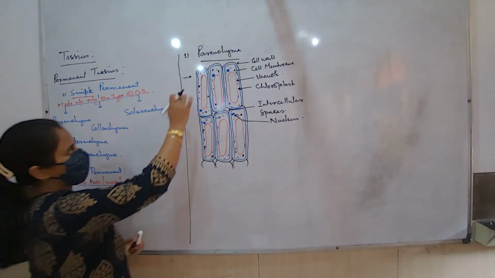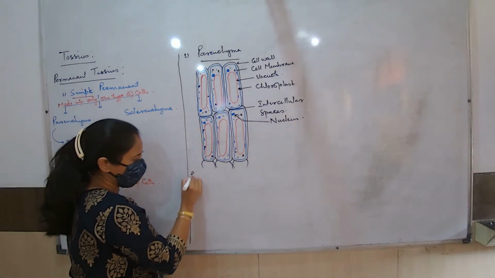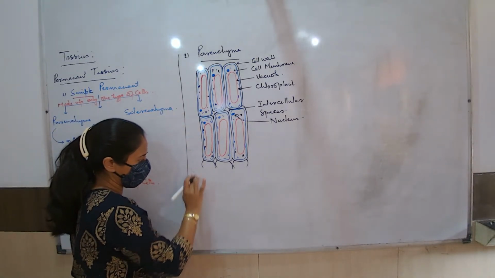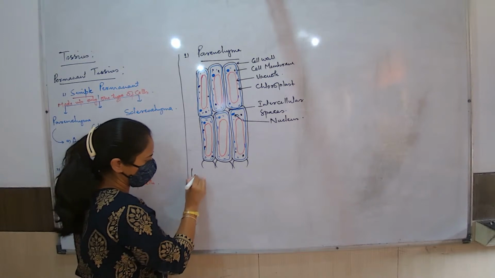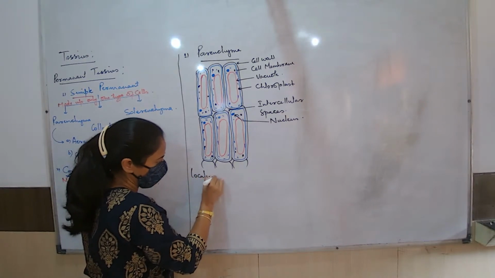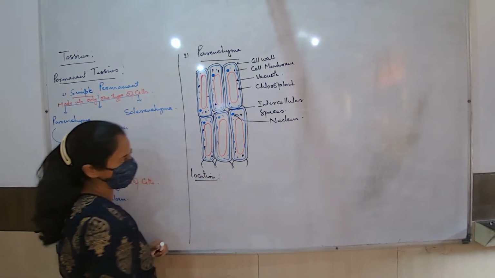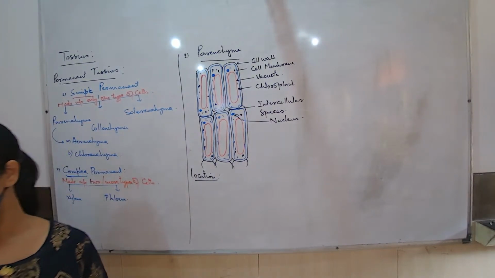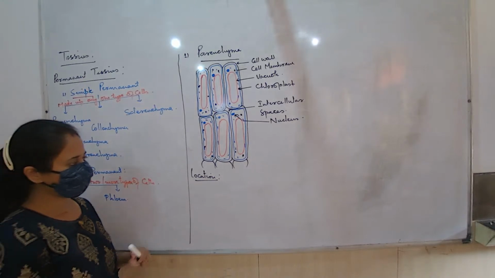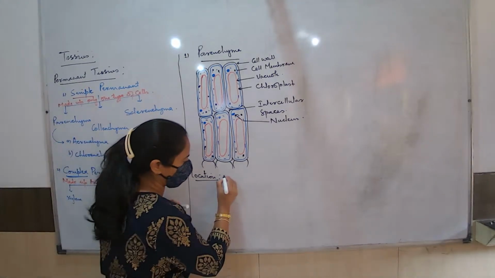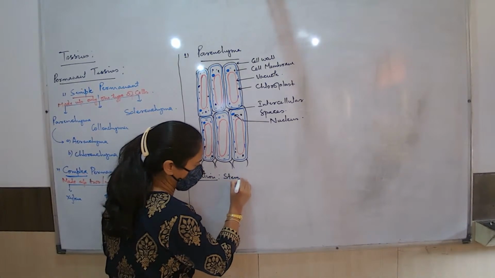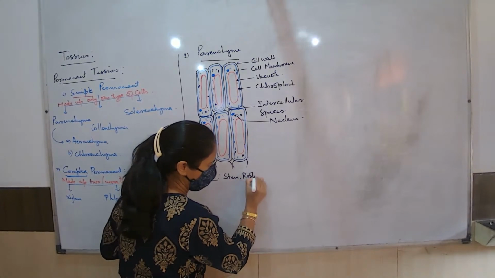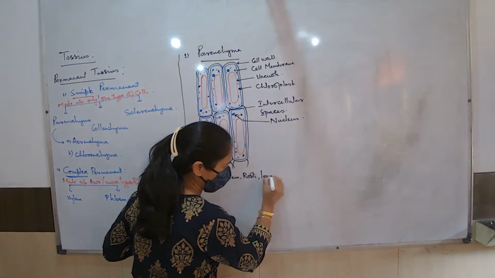What are some of their features now? What are we to study? We have to study the location and the function. First of all, we'll have to try understanding where these types of cells, the permanent tissues, are present. For parenchyma, where are they present? They may be present in the root, in the stem, in the leaves.